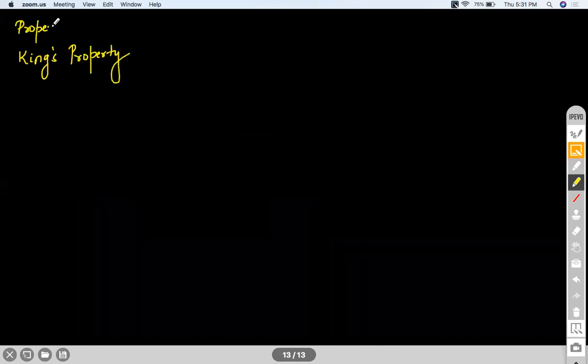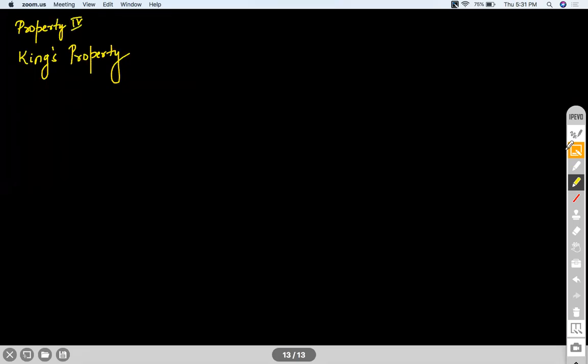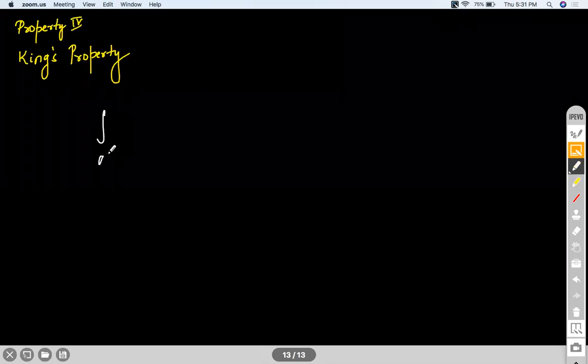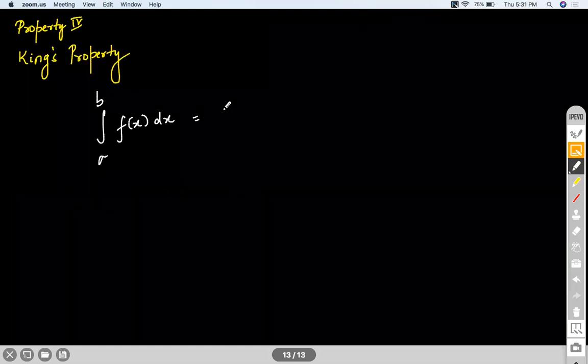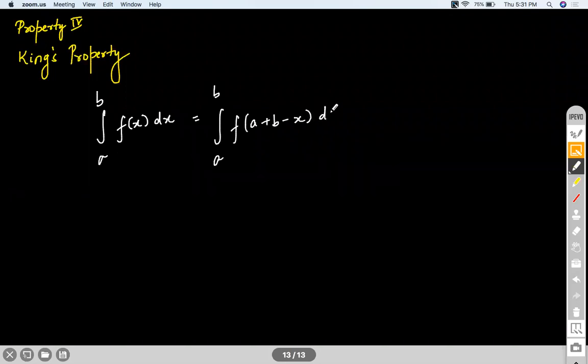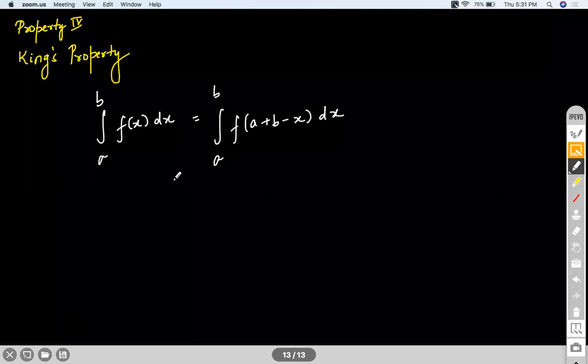Next property which I'm going to talk about is the most important of all properties, which is called the King's property. Okay. It's property number 4, I guess. This property says the integral of a function which is continuous on the interval a to b can be written as the integral of this. Right? It's very easy to prove this geometrically.